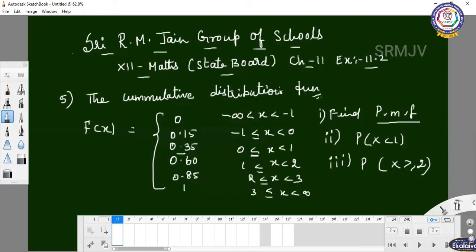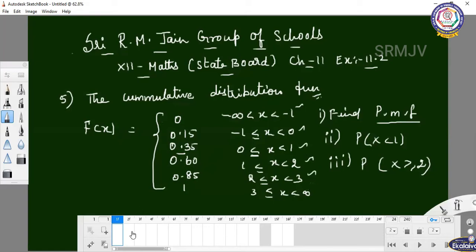This is 12th standard Maths, State Board, Chapter 11, Exercise 11.2. Fifth sum: the cumulative distribution function of a discrete random variable is given by, see the values, capital F of x equal to 0, 0.15, 0.35, 0.60, 0.85 and 1. See the intervals: -1, 0, 1, 2 and 3.